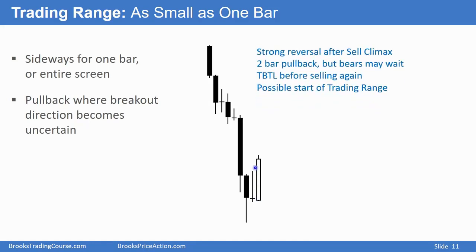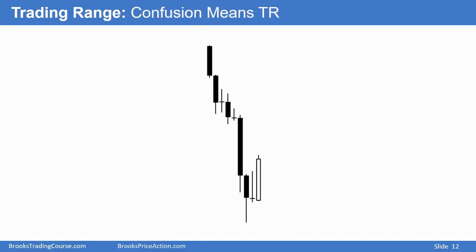Pretty strong reversal up, micro double bottom, down, up, down, and sell climax. When you look at it, do you think that this is a bear flag, a pullback? Do you think that we're going to go down? Or do you think, oh, that's a pretty big bar up. I'm a little bit confused.